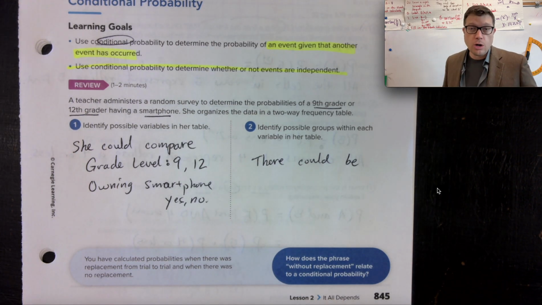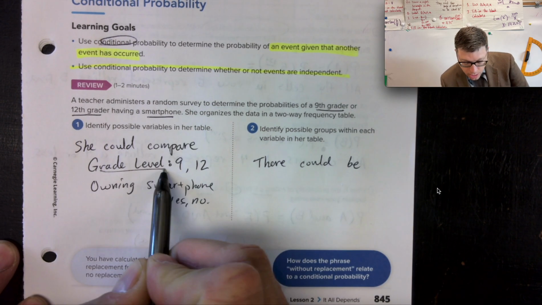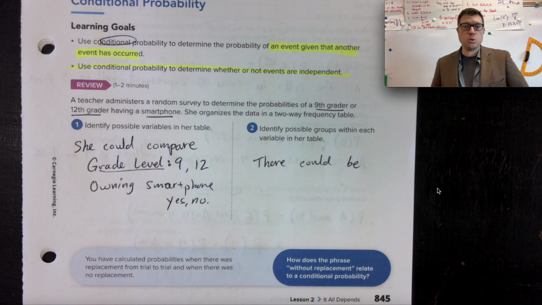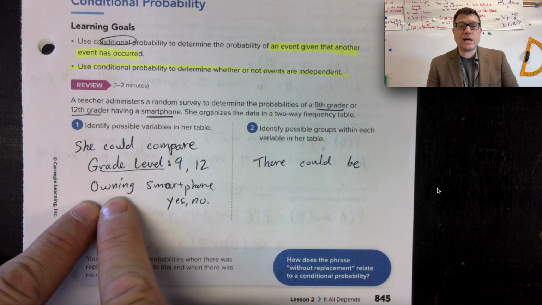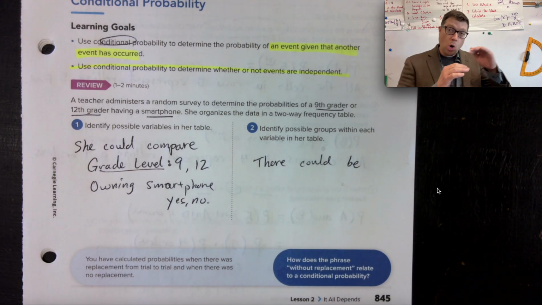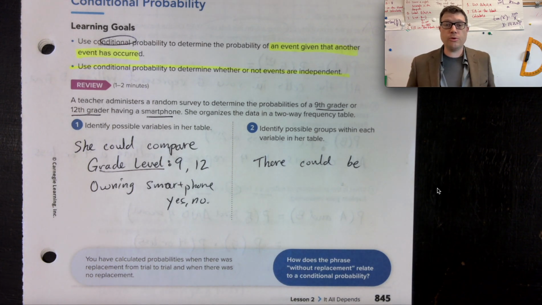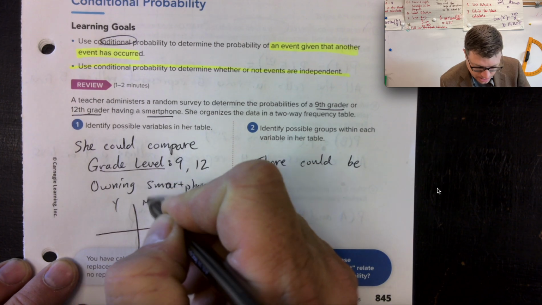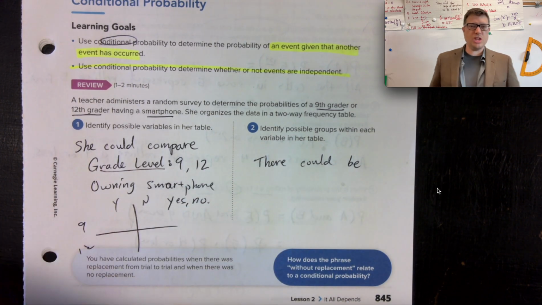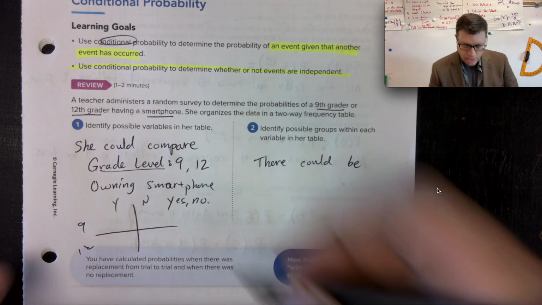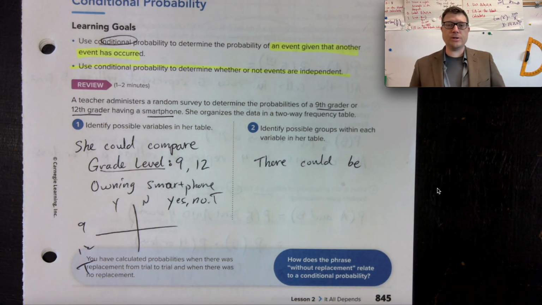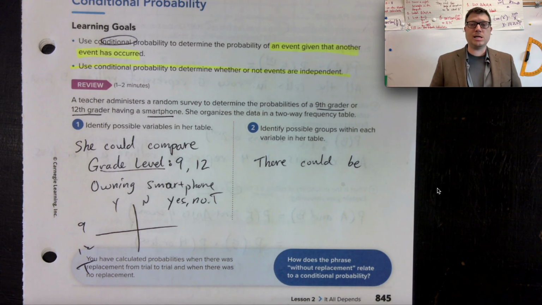So one of her arrangements could be according to grade level. She could have a column for 9 and a column for 12. Then she could have our second one, which is kind of self-explanatory, owning a smartphone, yes, or owning a smartphone, no. Something like so, yes, no, 9, 12. And then she puts her numbers and her categories into that one. Of course, we want a total column and a total row so we can sum up everything and turn it into a relative frequency table.